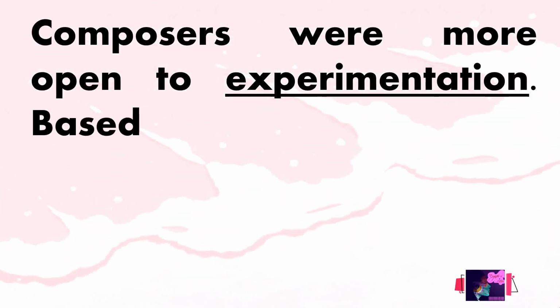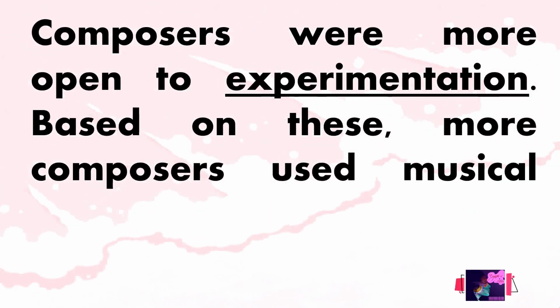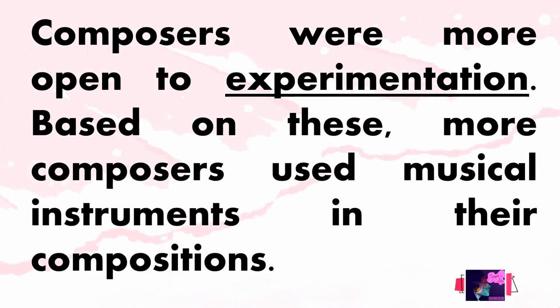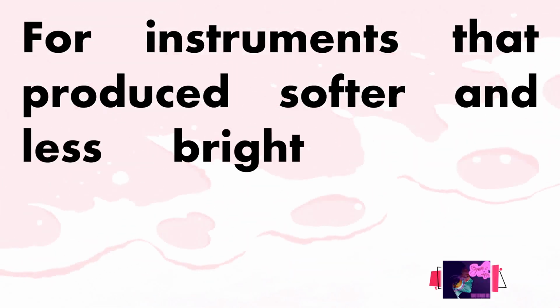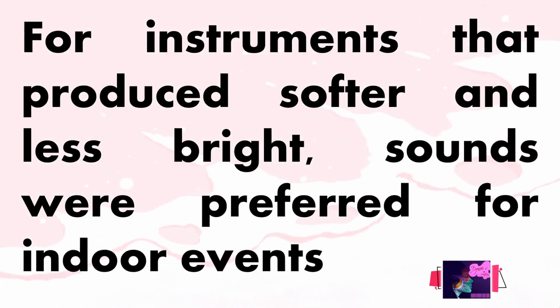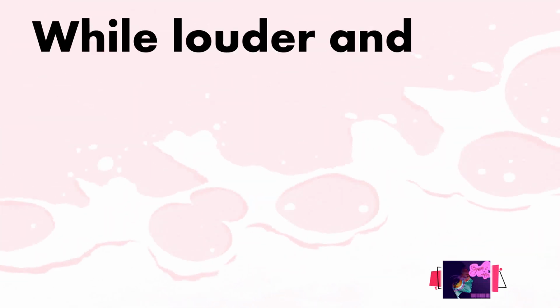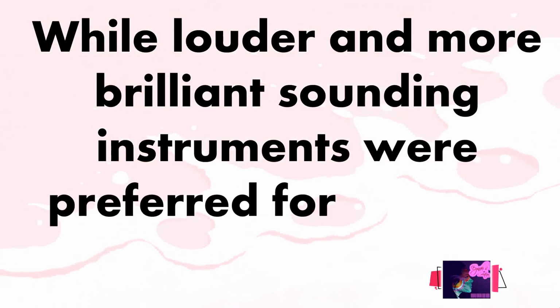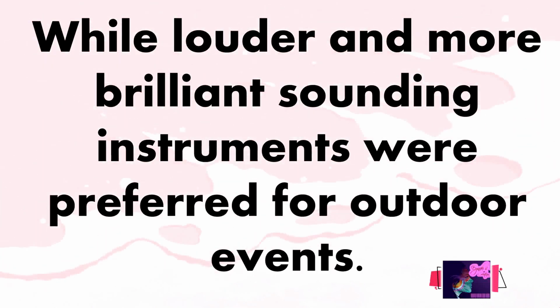Composers were more open to experimentation. Based on this, more composers used musical instruments in their compositions. Instruments that produce softer and less bright sounds were preferred for indoor events, while louder and more brilliant sounding instruments were preferred for outdoor events.